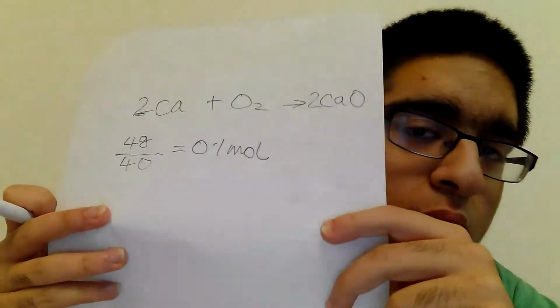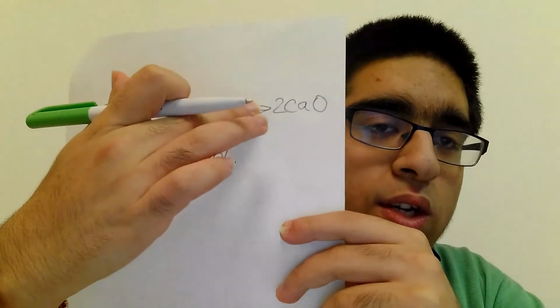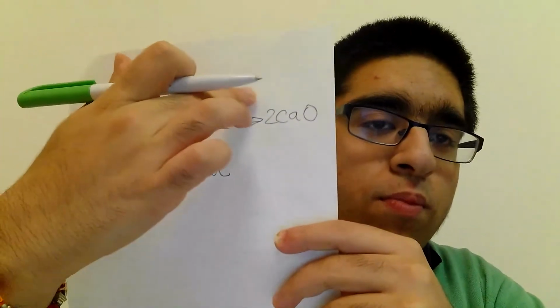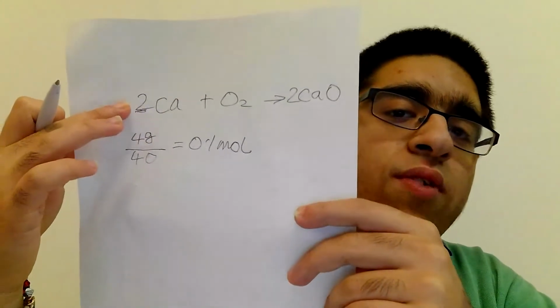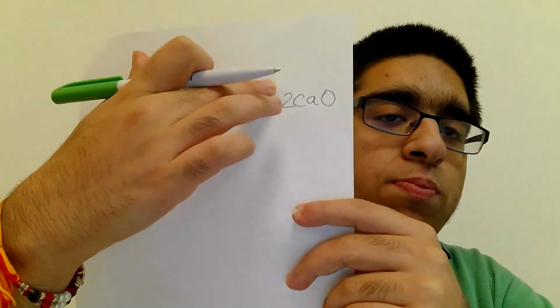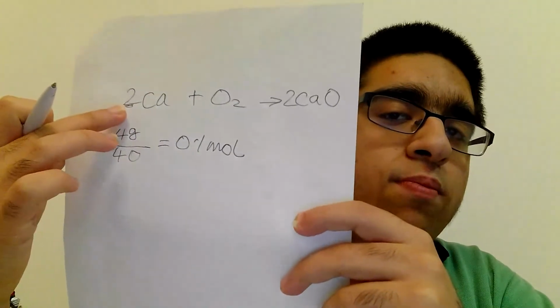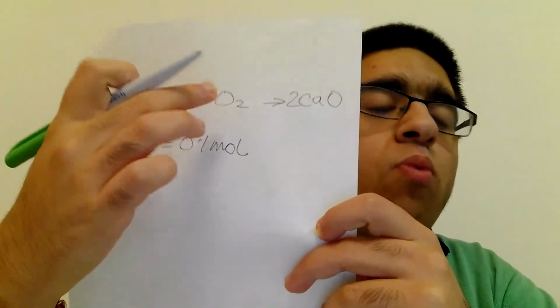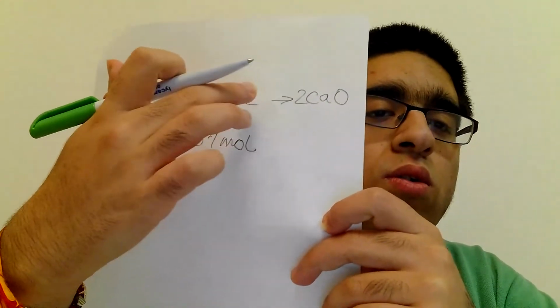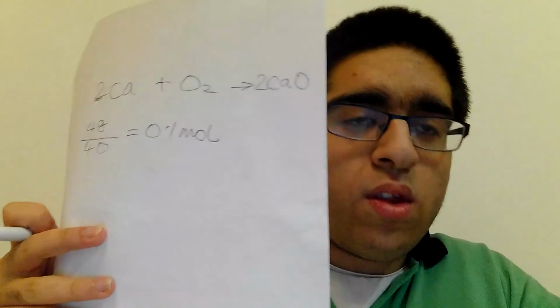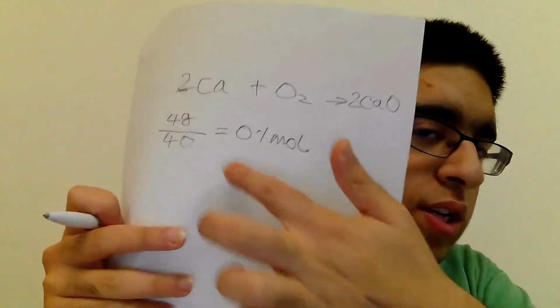And then we know it's a 1-to-1 ratio, because 2 moles of calcium react with 1 mole of oxygen molecules to produce 2 moles of calcium oxide. So it's a 2-to-2 ratio between calcium and calcium oxide, which simplifies to 1-to-1. Therefore, the number of moles, which we write as n, of calcium oxide is also 0.1. That's the number of moles of calcium oxide.